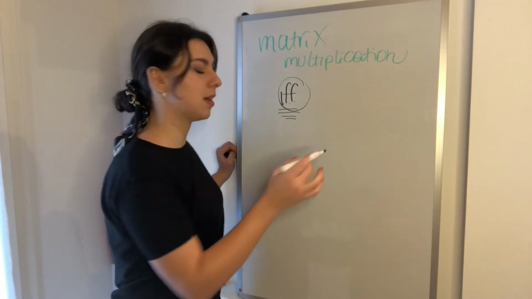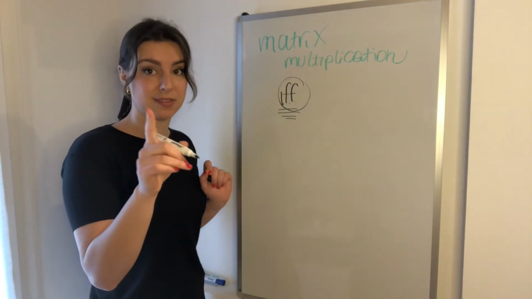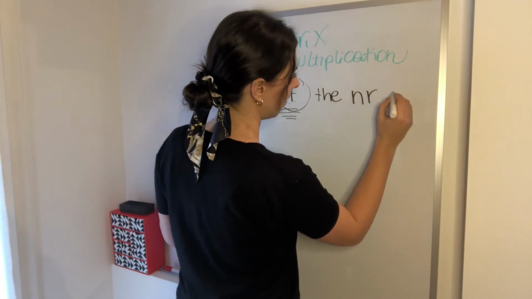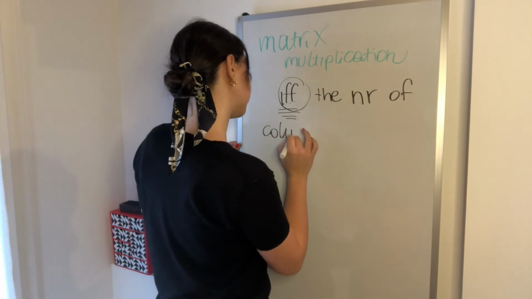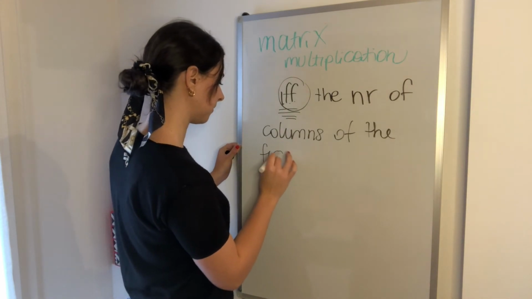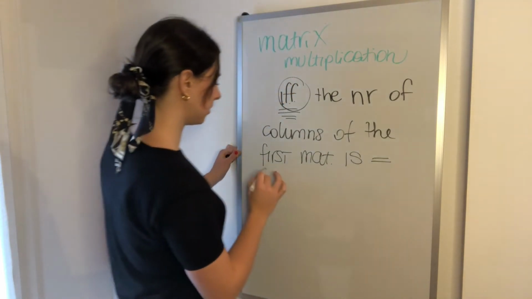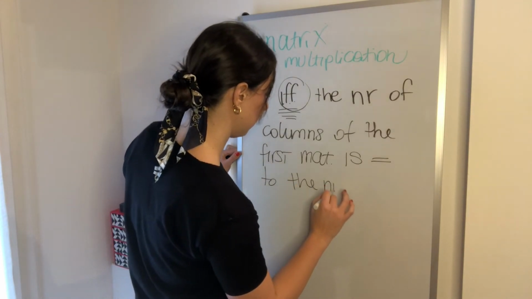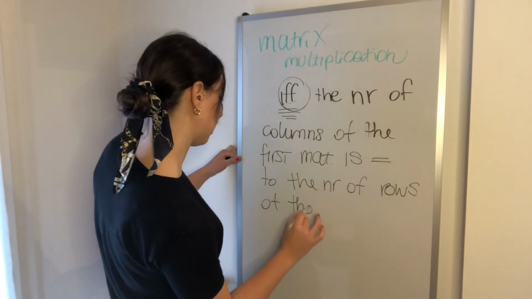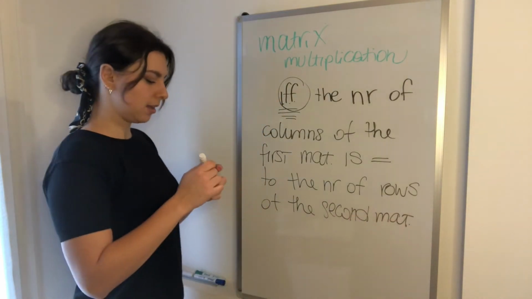So we can multiply two matrices if and only if, let's write this down, the number of columns of the first matrix is equal to the number of rows of the second matrix.